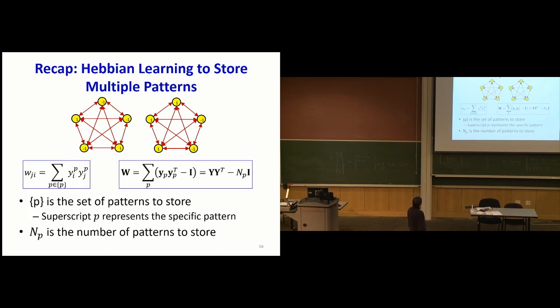So here is the Hebbian learning rule to store multiple patterns. You want each weight to be the product of the neurons on either edge of the connection, summed over all of the patterns that you'd like to store. Or in algebraic terms, if I put all of the patterns I'd like to store in the matrix Y, then it's going to be Y times Y transpose minus NP times I.